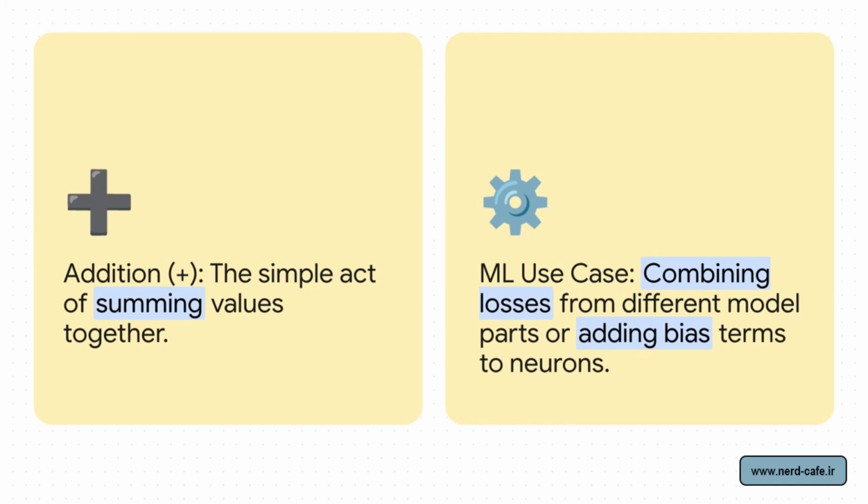Addition, at its heart, is about bringing things together. So in AI, a model makes a ton of tiny mistakes, right? We call those losses. Addition's job is just to add up all those little mistakes to get one big score of how wrong the model currently is. It also helps give a little nudge to a neuron's final decision by adding something called a bias.